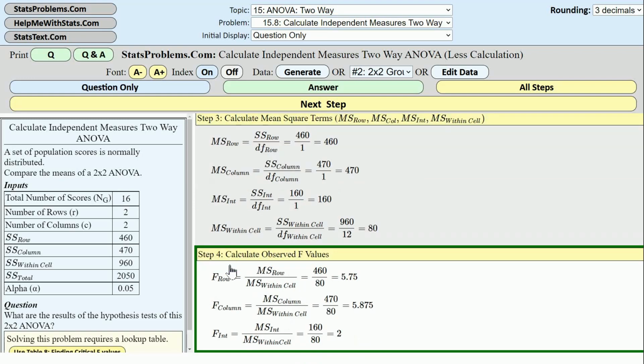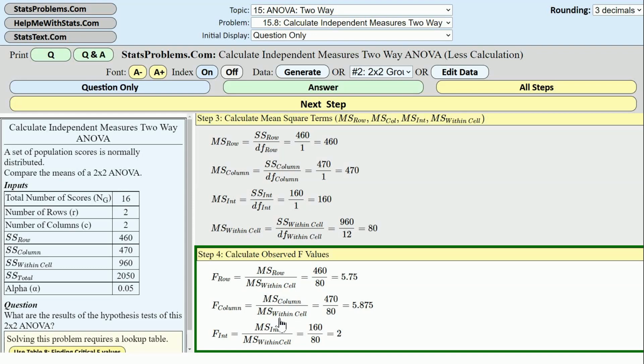In Step 4, we calculate the observed F values. In a two-way ANOVA, there are 3 hypothesis tests and therefore 3 observed F values. The observed F value for the row effect, F row, is equal to the mean square row, MS row, divided by the mean square within cell, MS within cell. In this example, F row equals 460 divided by 80, which works out to 5.75. The observed F value for the column effect, F column, is equal to the mean square column, MS column, divided by the mean square within cell, MS within cell.